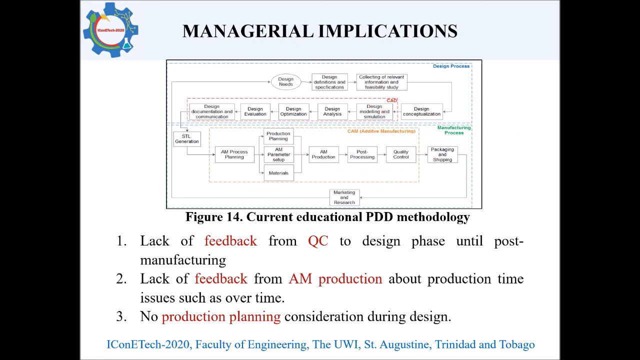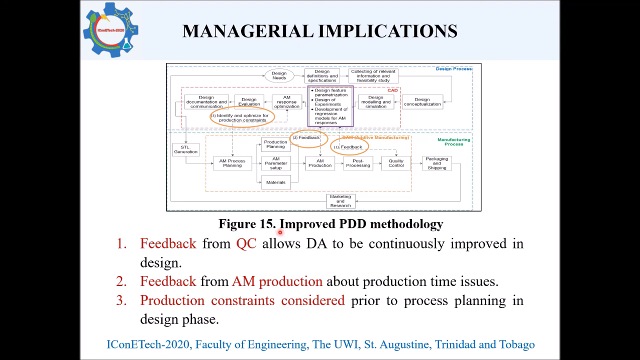The inclusion of design complexity optimization solves these issues by adding manufacturing response feedback, such as quality and production time. And it allows designers to consider production constraints so that no reprogramming of 3D printing parameters needs to be done, which is very time consuming.